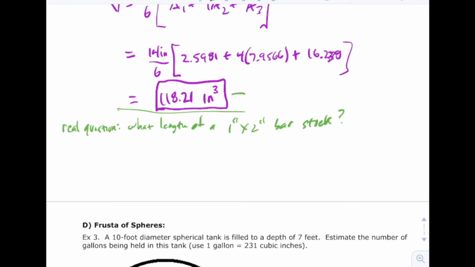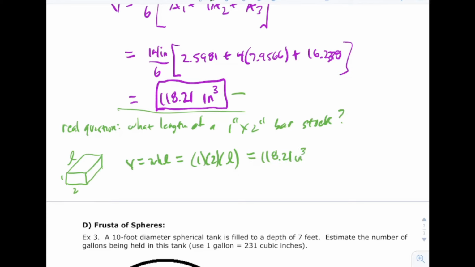Well, it's a rectangular prism, right? That's what I'm envisioning here. This 1 by 2 bar stock is going to look like a bar with dimensions 1" here, 2" here. It's going to have a certain length to it, and that indeed is the question. What length do I need here? Well, the volume of this thing is, remember, you can do a width, height, length for rectangular prisms. So it's a 1" times a 2" times whatever that length is. And I can set that equal to the 118.21 because that's what I need it to be. And so looking at this equation, 2L equals 118.21.